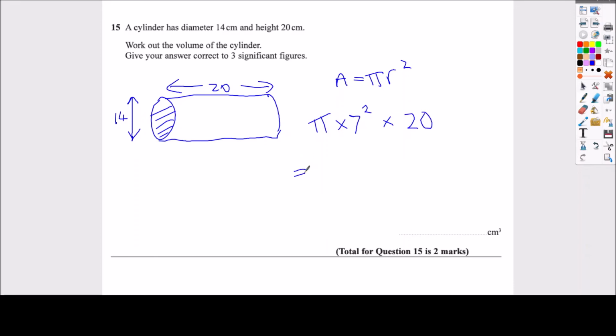is 20. So our answer is going to be pi, just on the calculator, times 7 squared times 20, which is 980 pi. Press the SD button, we get 3078.76. Now the question is asking for 3 significant figures, so that's going to be 3080. In this scenario, that 0 between the 3 and the 8 is counting as one of the significant figures.